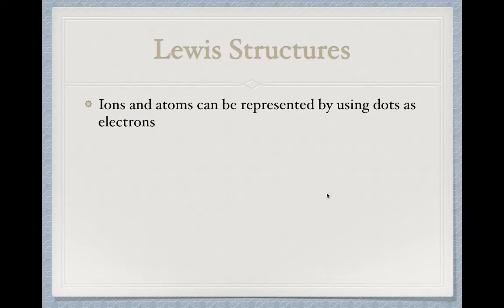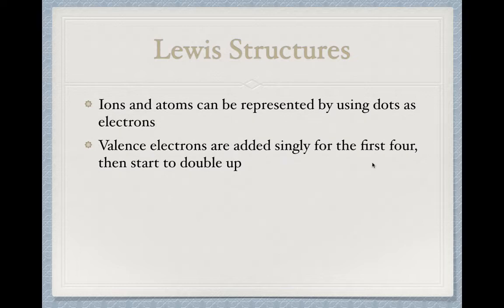Let's take a look at Lewis structures. This is one of the ways that we can represent ions and atoms using just dots as electrons. We count up the number of valence electrons for an individual ion or atom, and we add the valence electrons singly for the first four. So we put them at the 12, 3, 6, and 9 o'clock positions around a chemical symbol. And then if we have more electrons to add after those first four, we can start to double up.